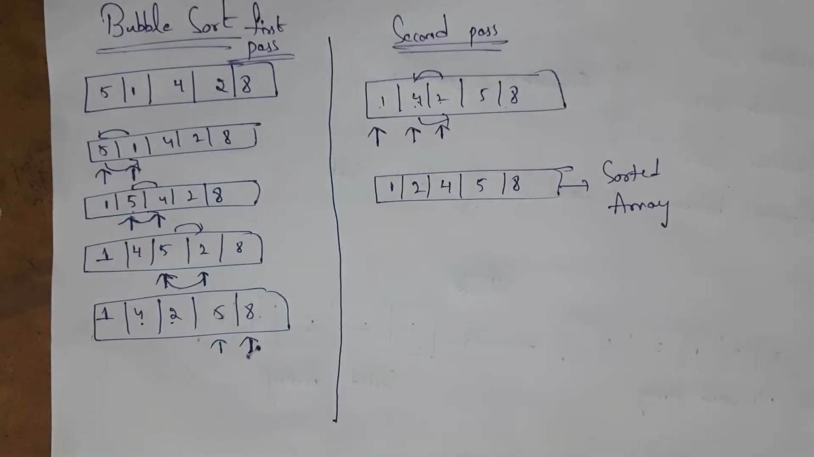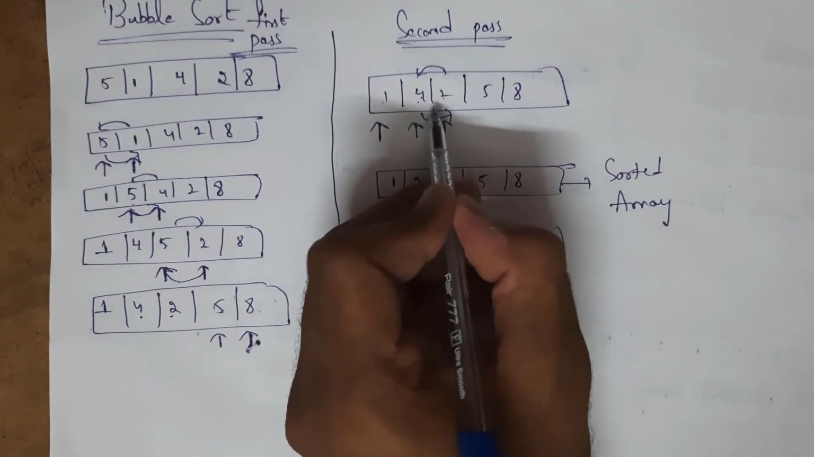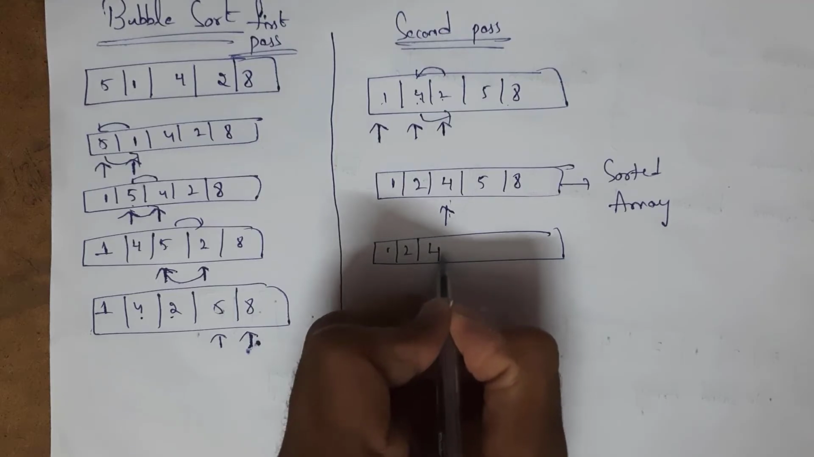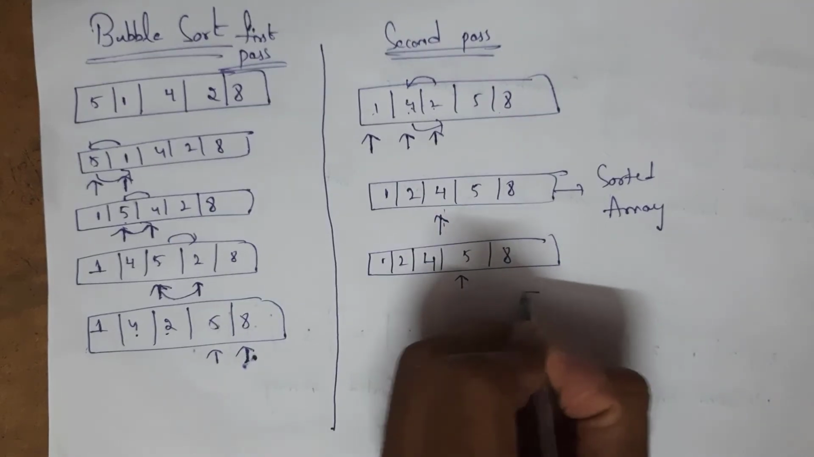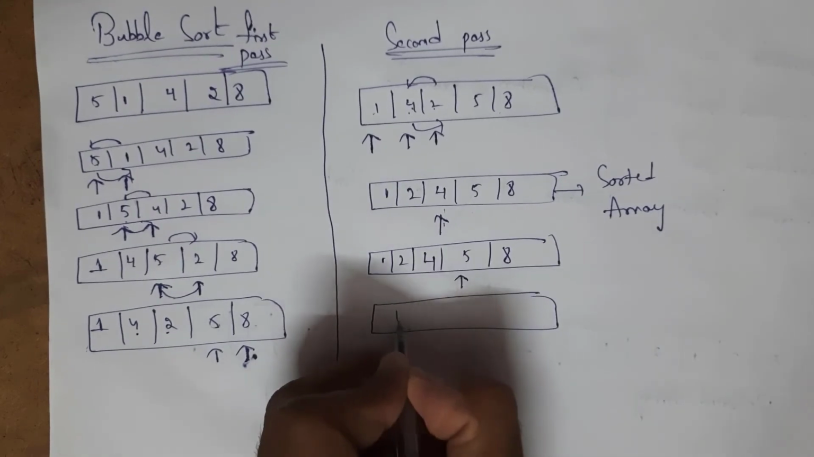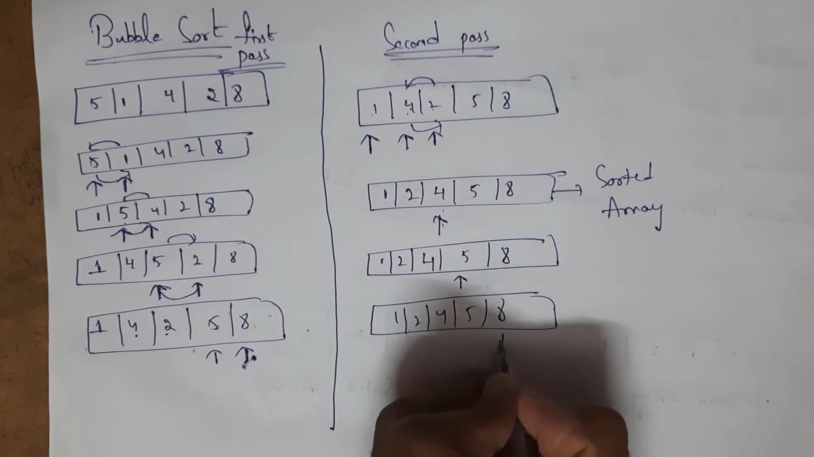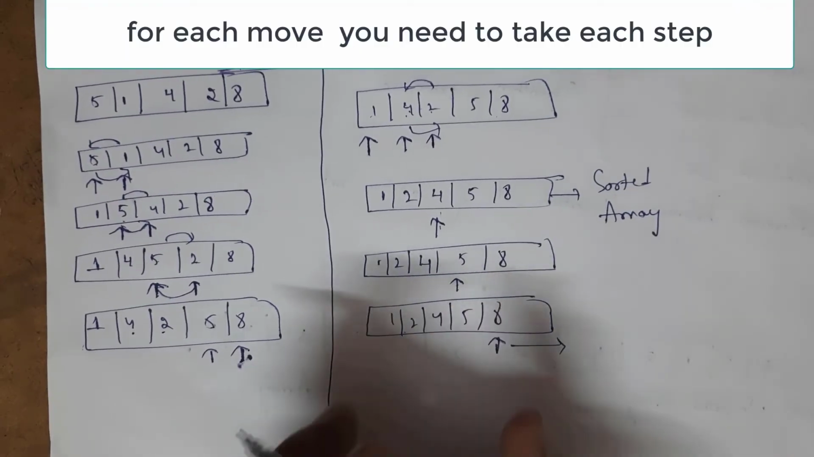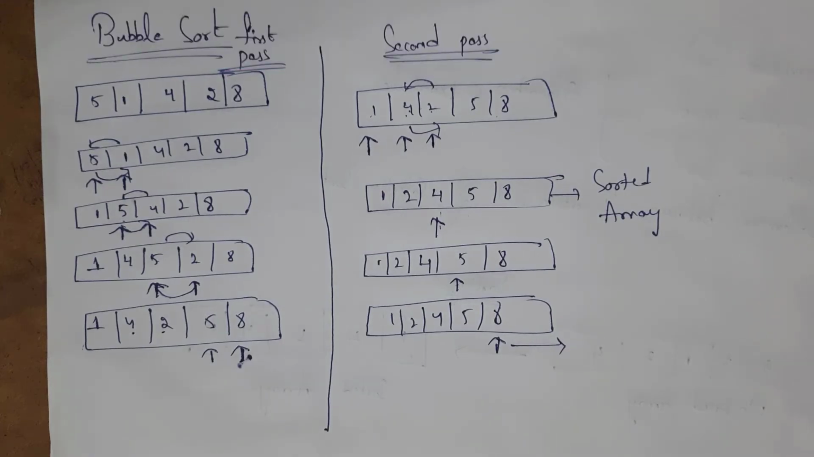Guys, roughly I explained, but you need to write this in a step by step manner like this. Actually, after performing swapping, my cursor is here. So you need to perform checking until the last element. So again move the cursor here and again take another step: 1, 2, 4, 5, 8. From 8 you need to move the cursor here. Whenever this cursor reaches the last position, then you need to check whether these elements are in correct position or not. This is how we perform bubble sort.